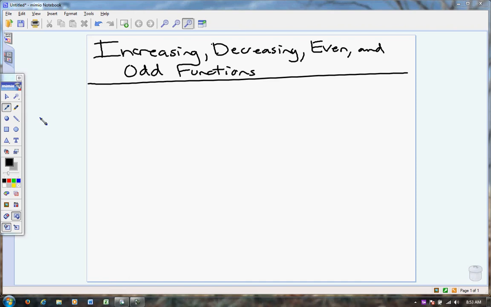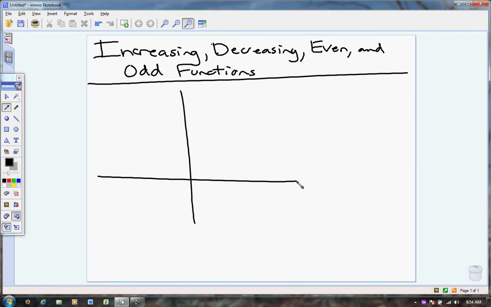Start working with increasing, decreasing, even, and odd functions. The idea of an increasing function is fairly easy. And we're not going to spend forever on this idea, but let's say that I've got a function that kind of does this, then it's flat, and then it does this.